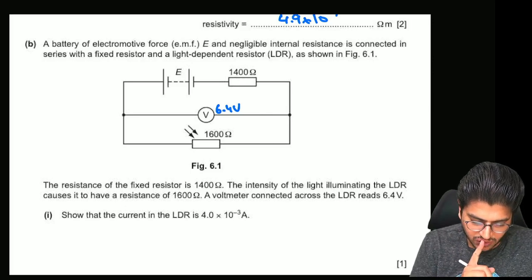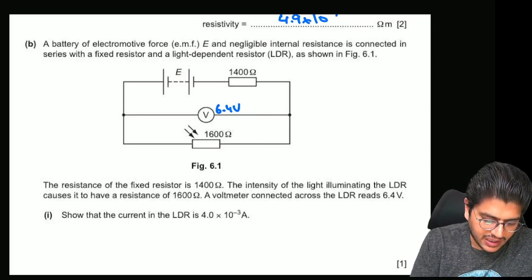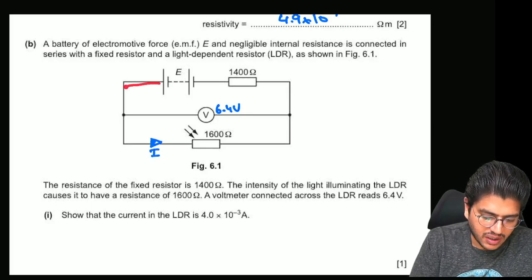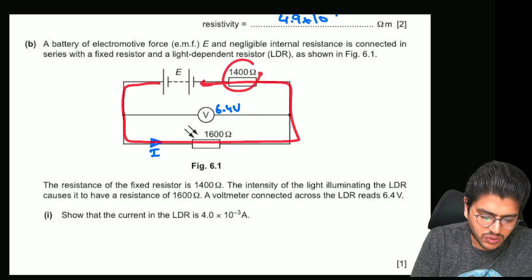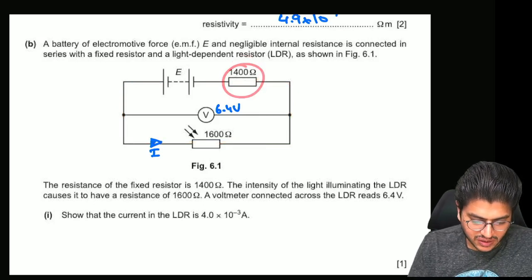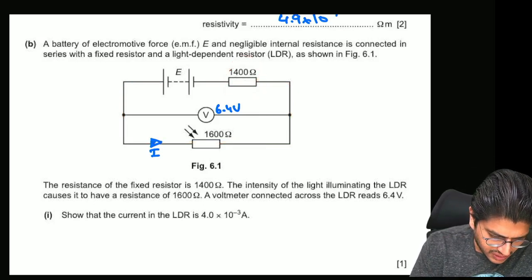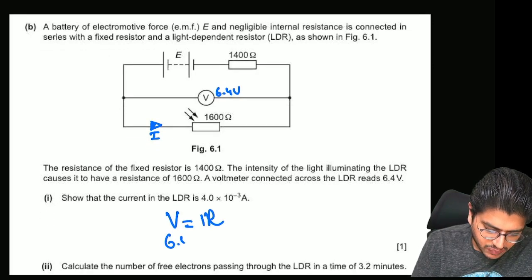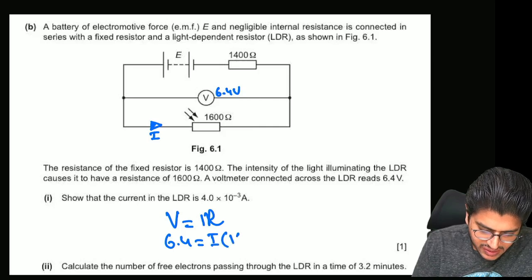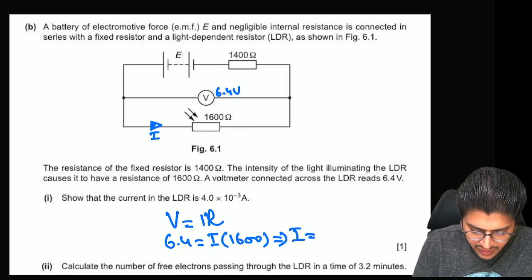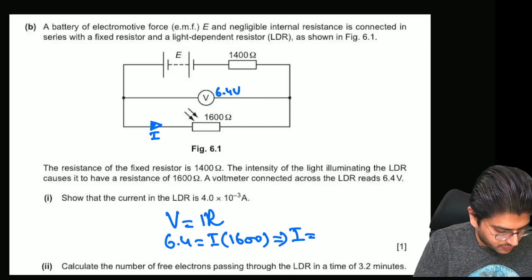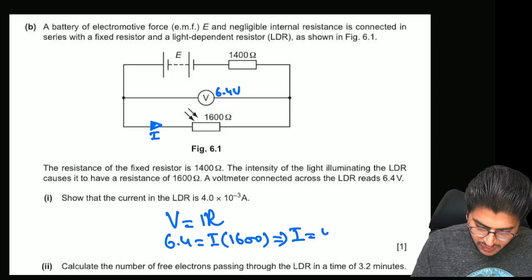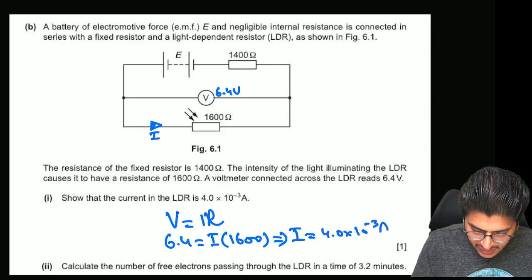That means I can figure out what the current is in my LDR, and that will also be the current in my circuit, because the current is going to flow like this. So that's also going to be the current in this particular resistor. So you can use V = IR. You have the voltage, which is 6.4. You have the resistance, which is 1600. And you can find out the current. So when you do 6.4 divided by 1600, you get 4 × 10^-3 amperes.